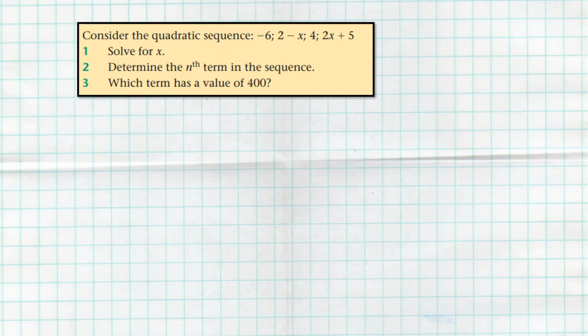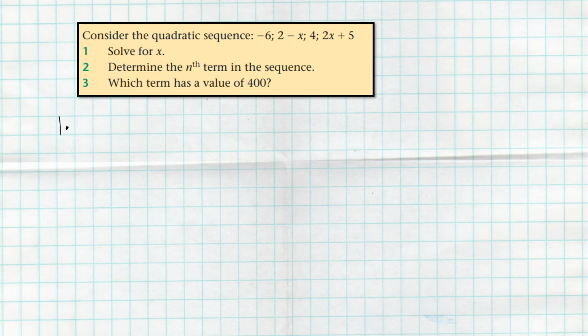Okay, let us consider a different example. It's a quadratic sequence, but it's one where you are given the terms in terms of variables or unknowns. And the first question, just like in arithmetic and geometric sequences, will go like: solve for that unknown. So question 1 here is solve for x. So how do we solve for x if we are given a quadratic sequence?